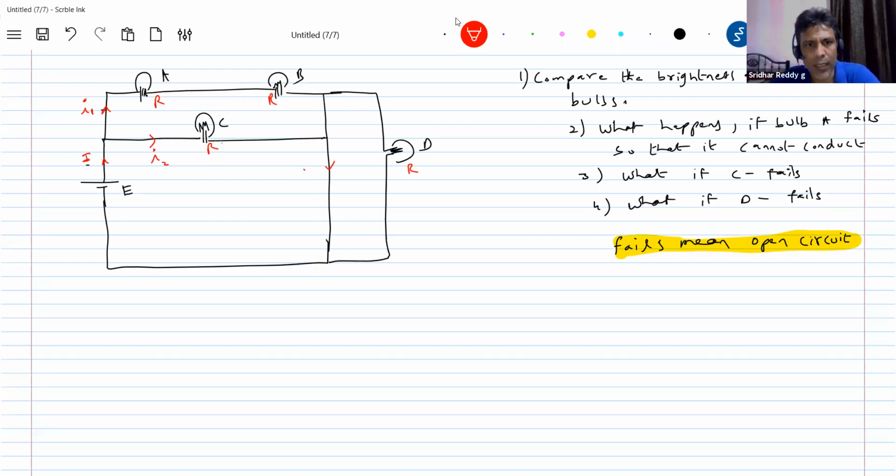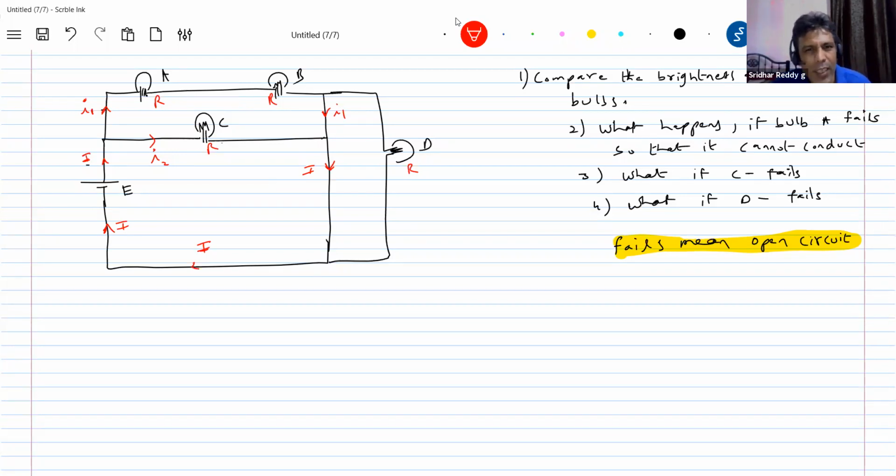So then this current I1 will take part like this. So I1 plus I2, and that should become equal to I. It is like this. No current will flow through this.